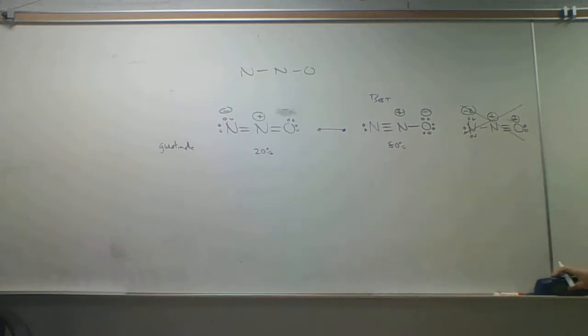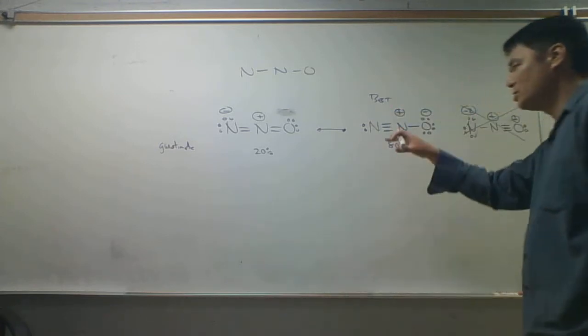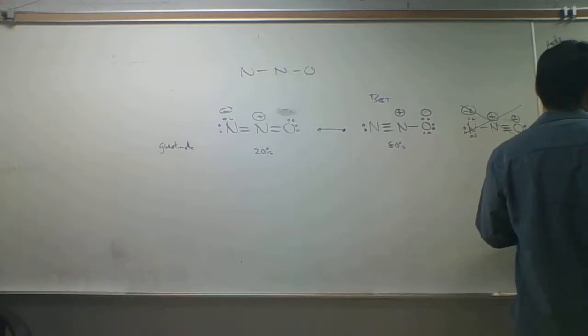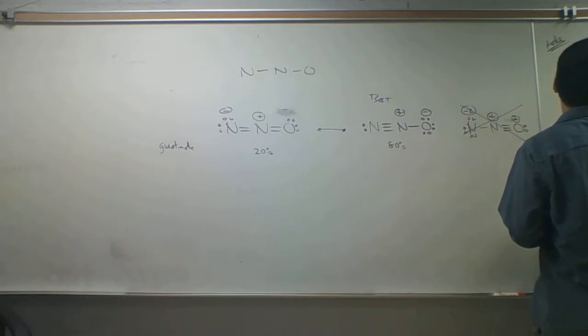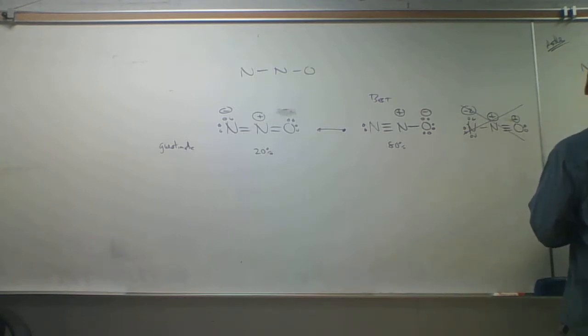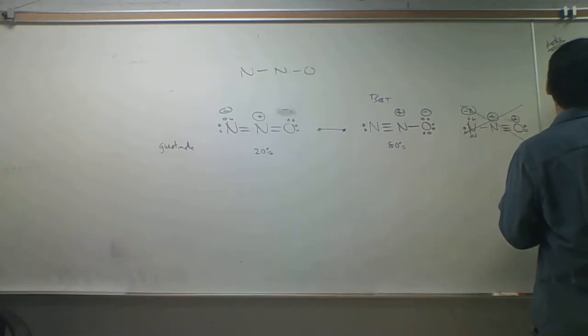If it's a 50-50, let's say if it's a 50-50 contributor, then what would it look like? Let's say these two were equal in energy. And so let's just do an aside here. If these were 50-50 contributors, then it would look like this, where this bond would be a 2.5 bond, and this bond would be a 1.5 bond. And then this oxygen would have a -1/2 charge, and this oxygen would have a -1/2 charge.